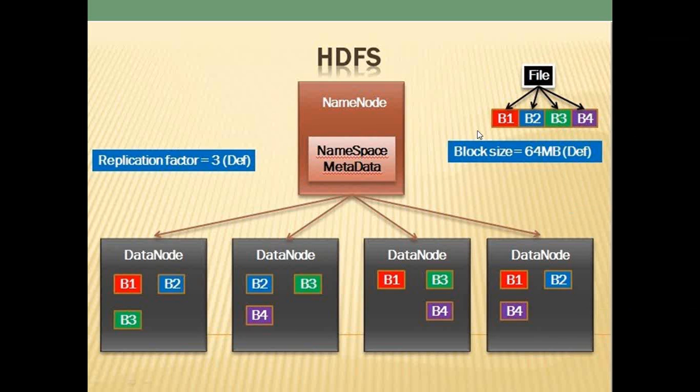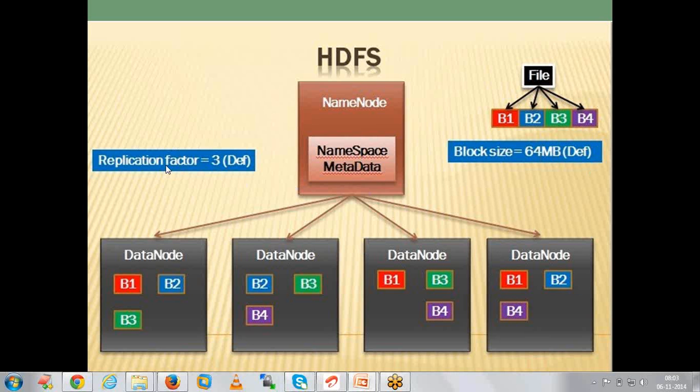So the file will be split into 4 blocks, based on the block size. Suppose here we have the 4 blocks. B1 is stored in this machine, B2 is stored here, B3 is stored in this machine, and B4 is stored in this machine. So now the data is spread across 4 machines.